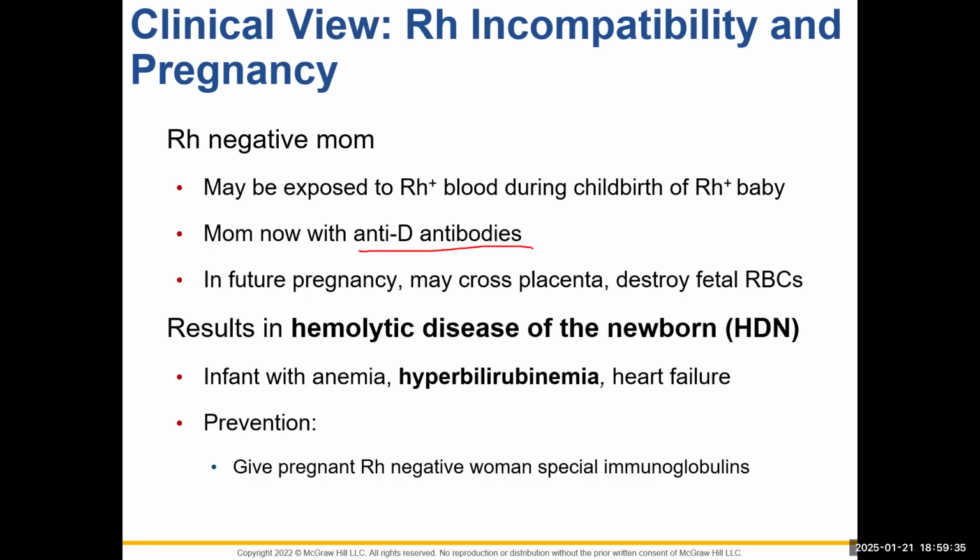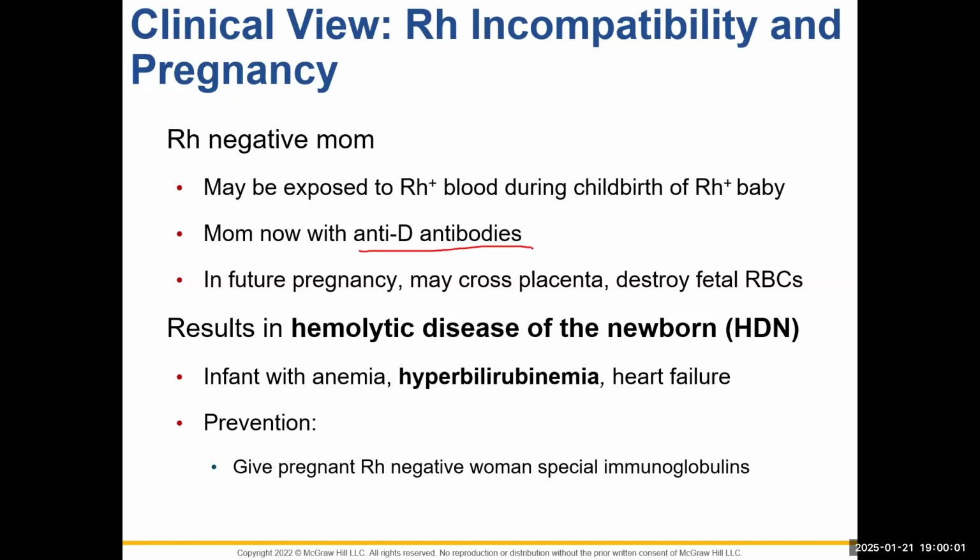So now you have to be careful because with any future pregnancies, especially if the next baby has incompatible blood, some of these antibodies, because they are small enough, can cross over the placenta. The placenta is a great filter to protect baby from a lot of hostile things in the world, but it doesn't get everything.